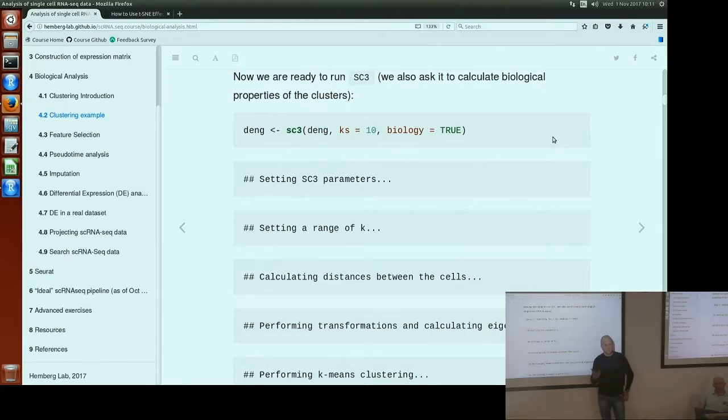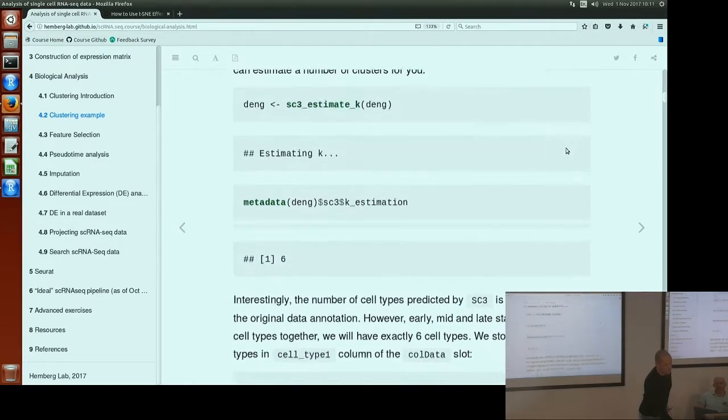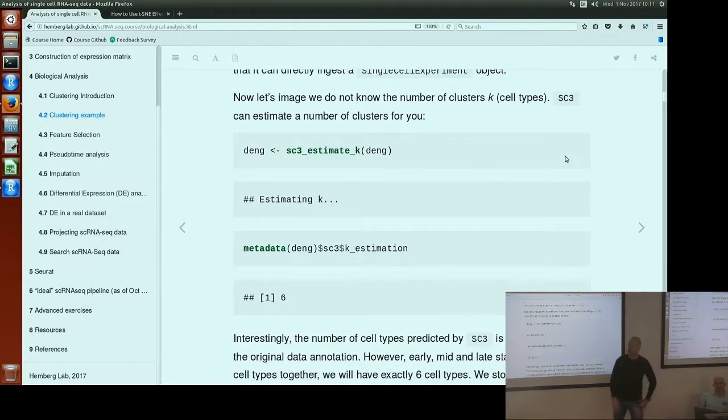So this estimation function, you can trust it or not. It just gives you an idea of how many clusters you could have approximately. So this is not the right answer, and you can play around with this number. But because in this data set we knew the original cell types, we decided just to run it with the same number of clusters to see whether SC3 can reproduce the results of the original publication.